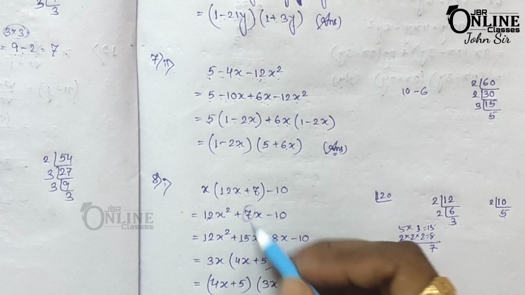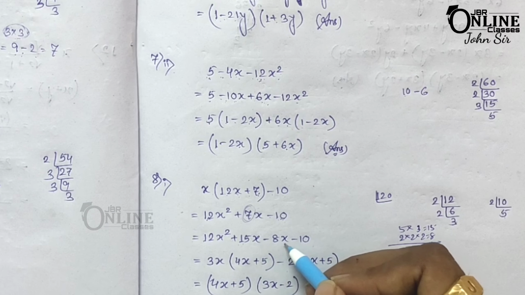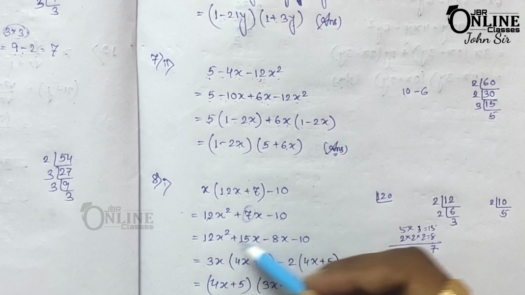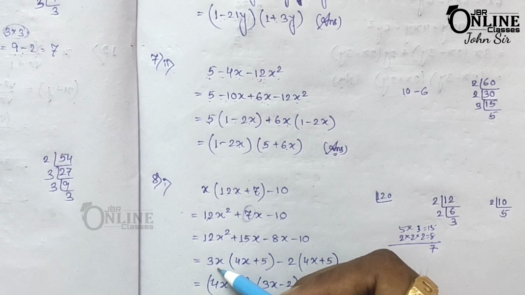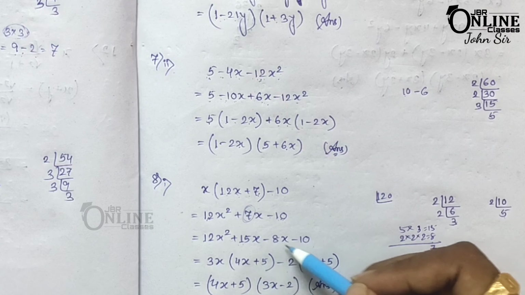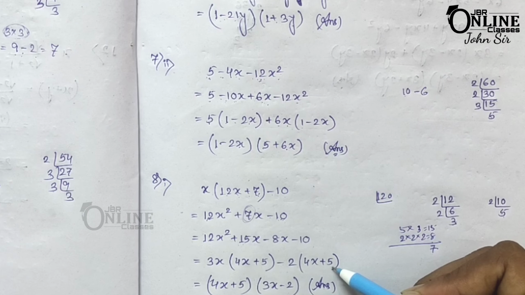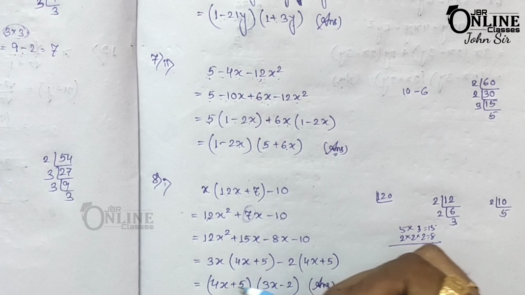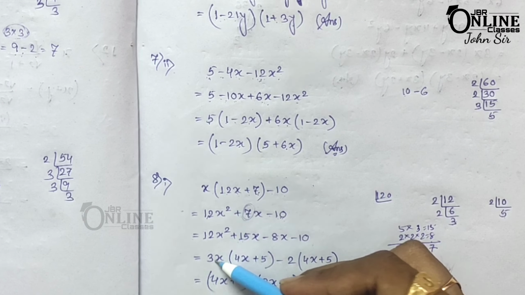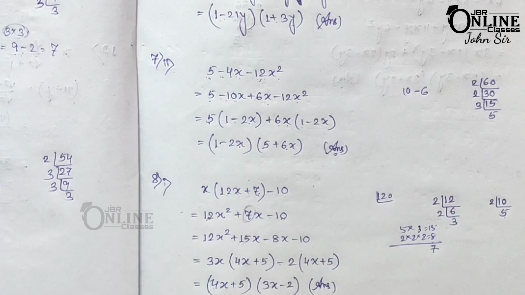So instead of 7x, write down 15x minus 8x. Then from the first two terms, the common term is 3x. So here 4x plus 5, and for the next two terms the common term is minus 2. So here also 4x plus 5. So the answer will be 4x plus 5, and the remaining terms 3x minus 2.